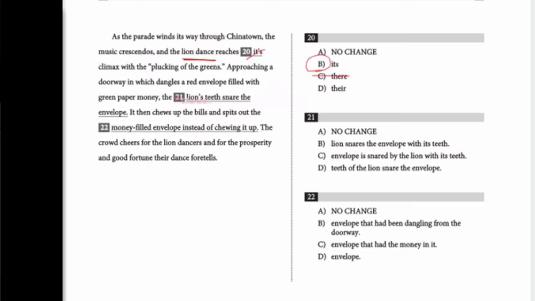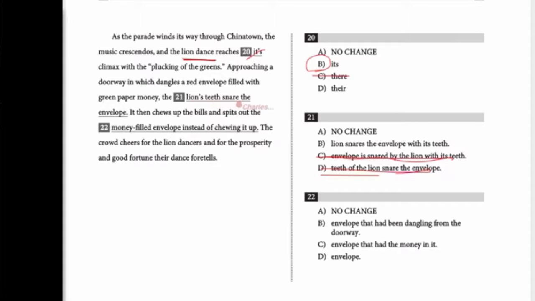Okay, approaching doorway, dangles a red envelope filled with green paper money. The lion's teeth snare the envelope. C, envelope is snared by the lion with its teeth. That's passive, so that's not correct. Teeth of the lion snare the envelope. So that's the same as lion's teeth. Why would I say lion's teeth or teeth of the lion? D is more wordy, but actually they're the same thing, which suggests A is not correct either.